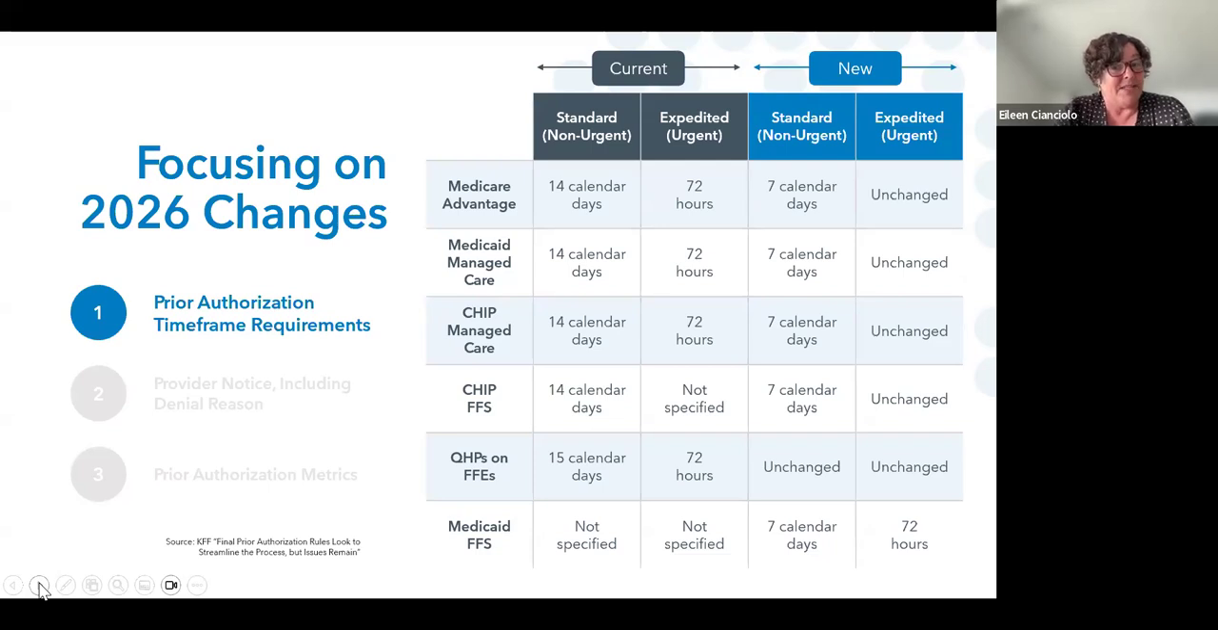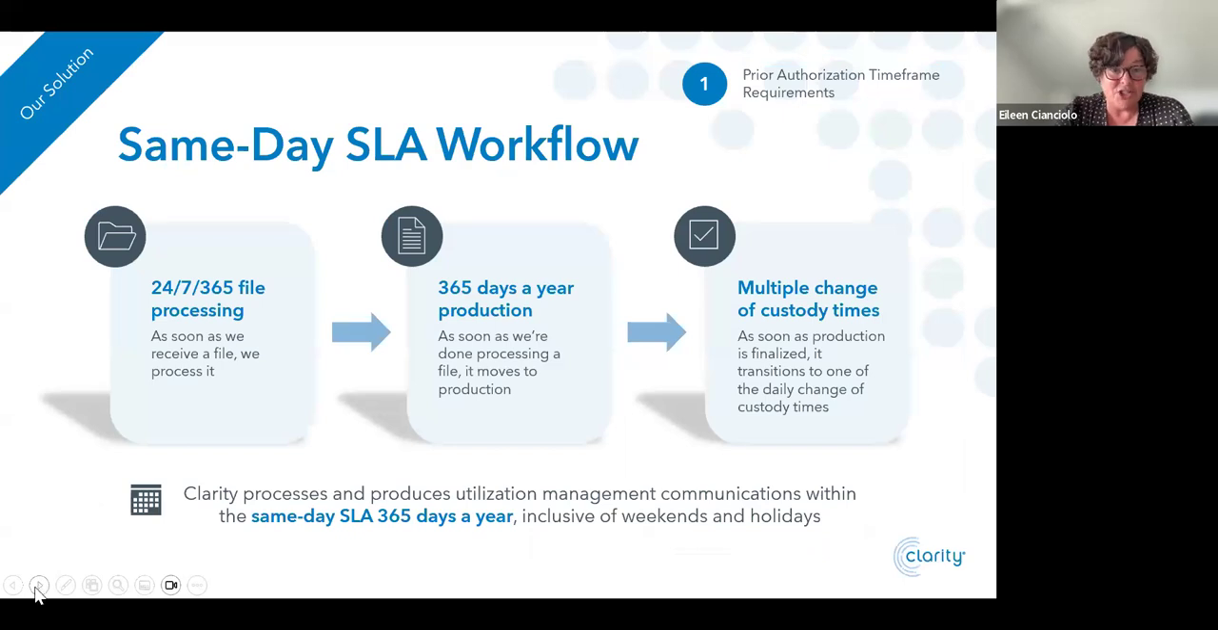So what does this mean? This means that your processes are going to have to change, and you're going to have to ensure that you have a solution that meets the requirements. And we all know that when the clock starts ticking, the last piece of that clock is the actual distribution of the materials. What Clarity offers is a same day SLA, where we are processing files 24/7, 365 days a year. As soon as we get it, we're processing it. That includes holidays and weekends.